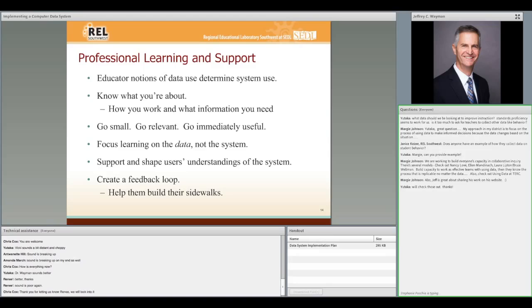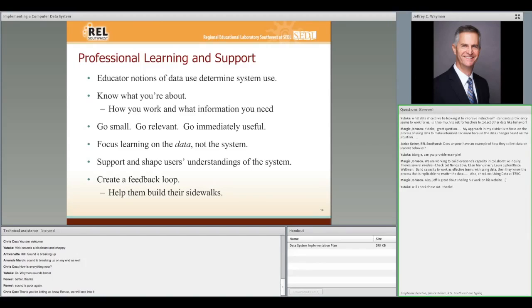So in terms of implementing a data system, you have to account for that people have their own ideas, but you also want to support these ideas. You want to make sure that you know what your context is about and that your people know what your context is about: how you work, and what sorts of information you're going to need to support that work.